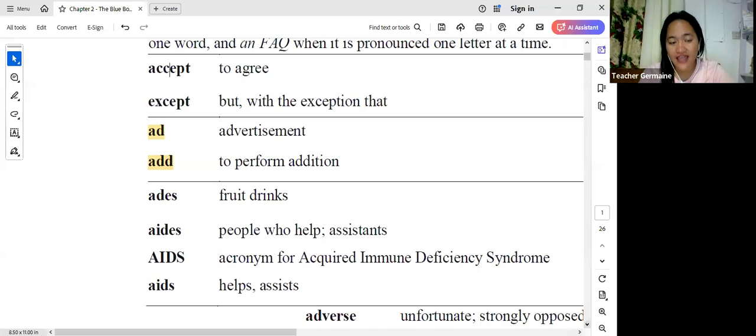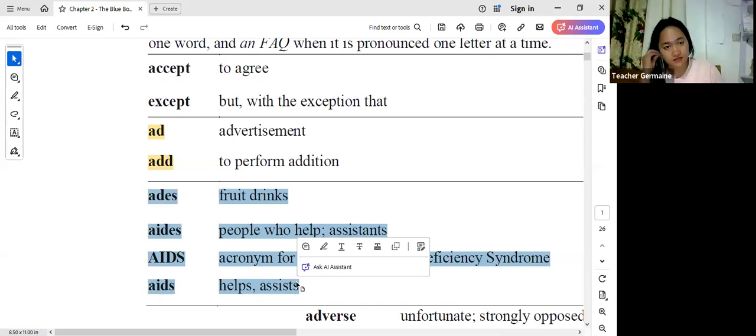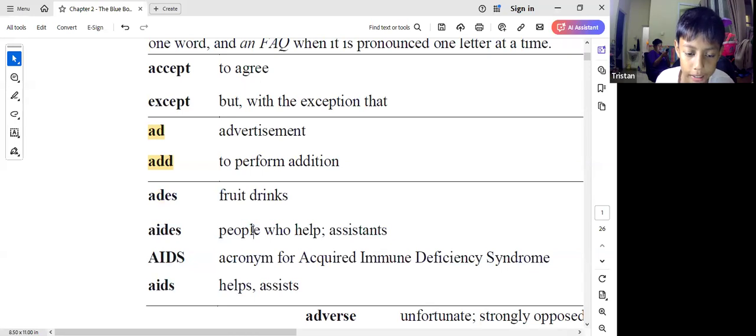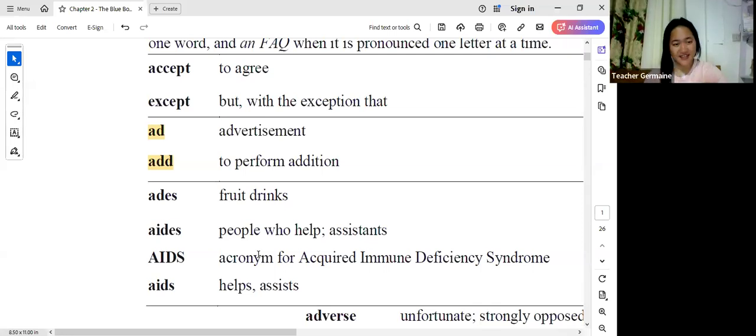Okay, before we end, I would like to hear from Tristan. I hope Tristan can read the examples correctly. Okay, Tristan. Yes. Okay, please read. Aids, fruit drinks. Aids, people who help or assistance. AIDS, acronym for acquired immune deficiency syndrome. Aid, help or assist. Yeah, very good. Thank you, Tristan.